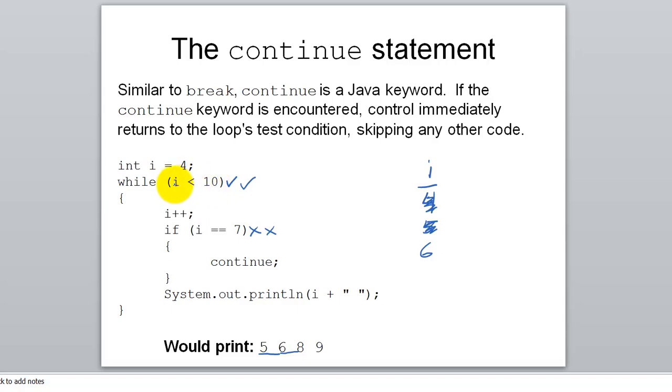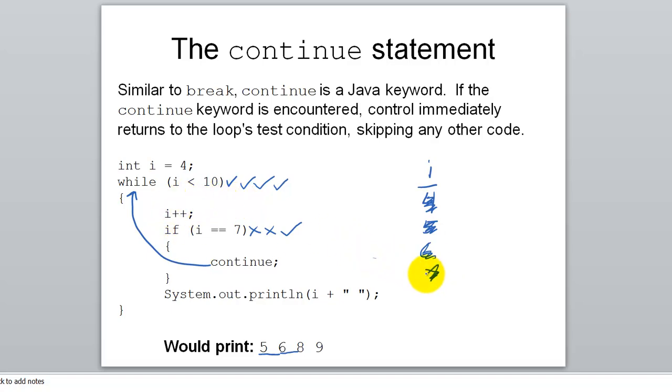Is this test condition still true? Is I less than 10? Yes. So we're going to run a third time, increment our I, and now we get to see something more interesting happen. So if I is equal to 7, this time that's true. And it says continue. Okay. Well, continue means we're going to immediately jump from this back up to our test condition. We don't go down here and do the print line statement. So we go up here and we ask ourselves, is I less than 10? Yes, it is. So we're going to run this loop again.